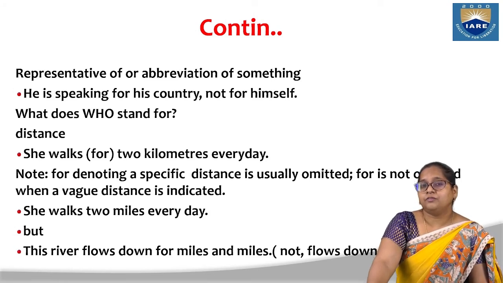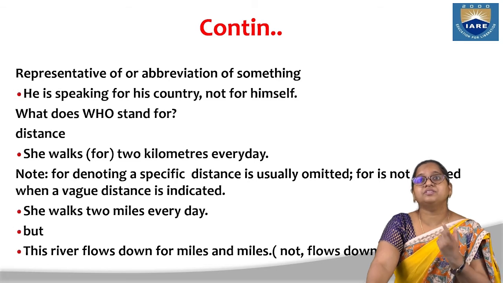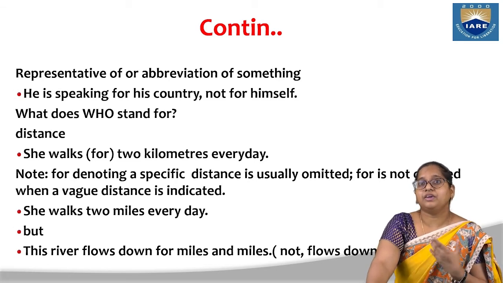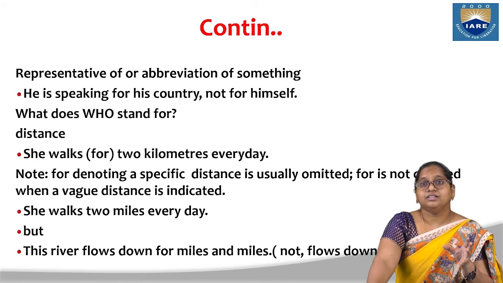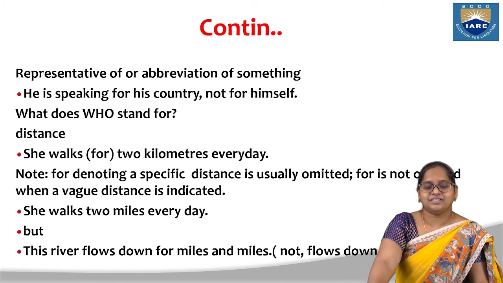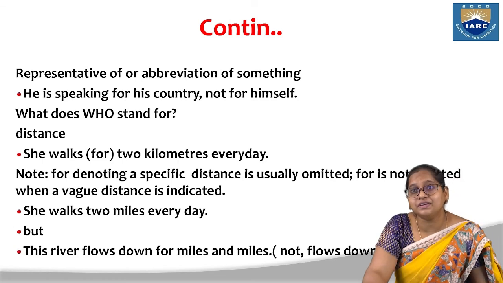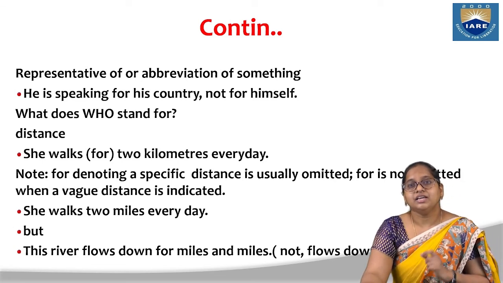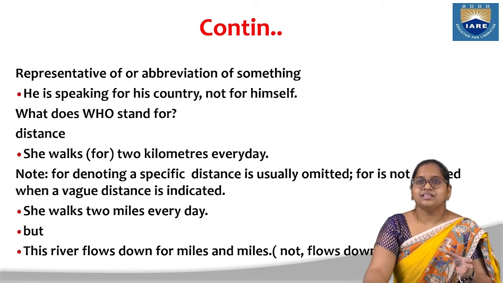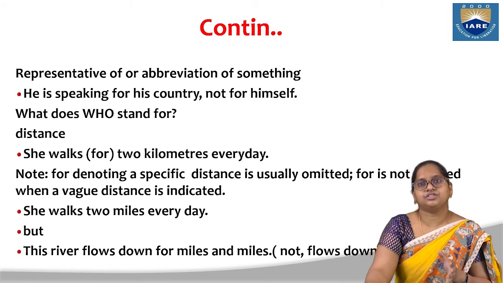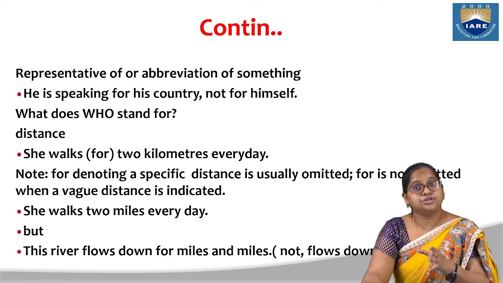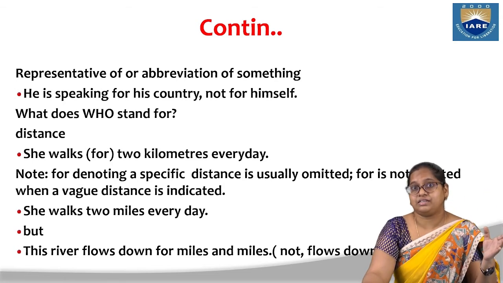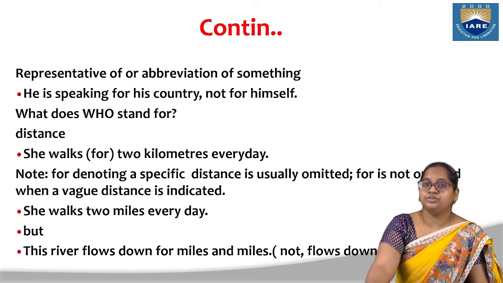You can use for when you are talking about a representative or abbreviation, like he's speaking for his country. Then, she walks for 2 kilometers every day, you can say. But when you are denoting a specific distance, you usually omit for. That means she walks 2 miles every day. She walks for some distance, you can say, and when a certain number is mentioned, you omit for.